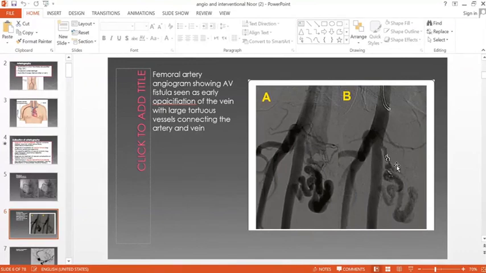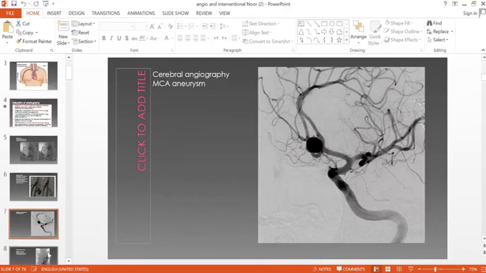post-embolization, post-coil embolization of the fistula. You notice the diminished flow within the fistula, and you don't have any more opacification of the venous side. This is an angiography of the cerebral arteries, and you see here a saccular dilatation of the vessel. This is an aneurysm, MCA aneurysm, visualized in this angiography.